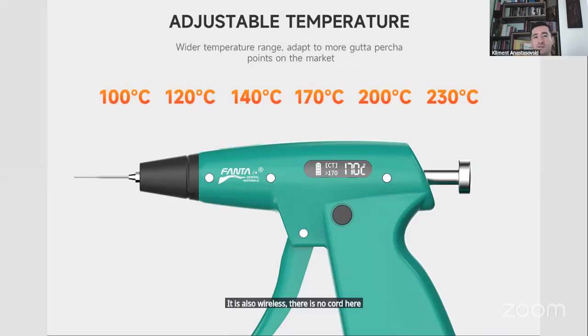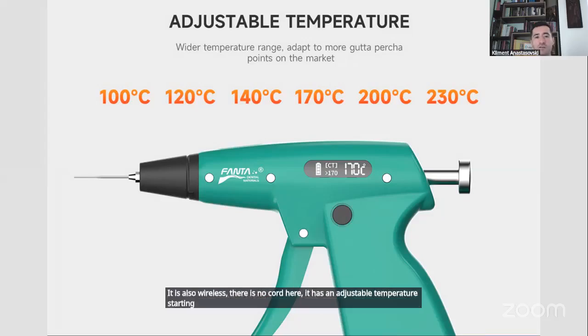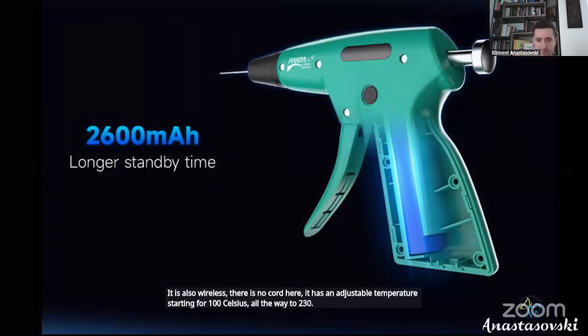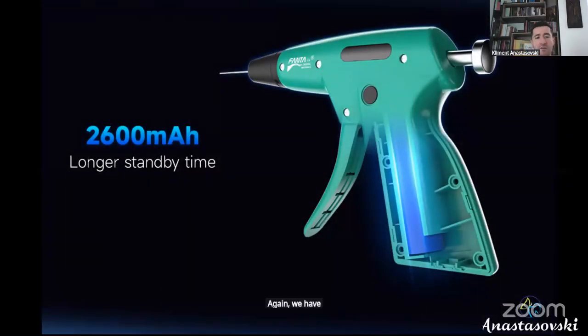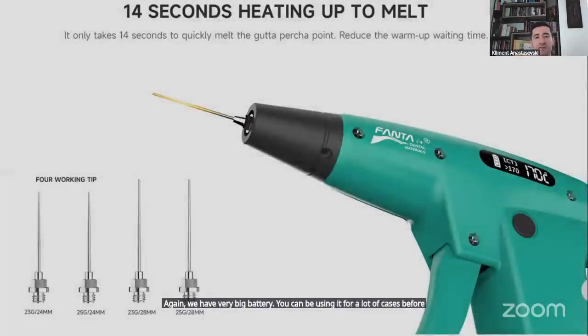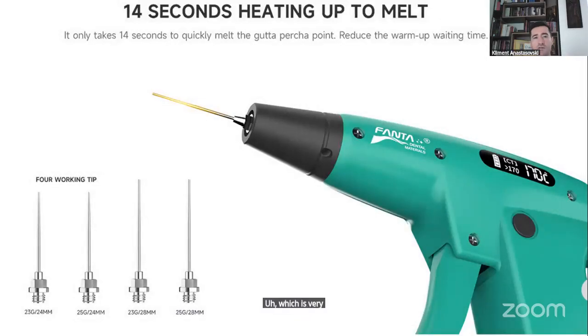It has an adjustable temperature starting from 100 Celsius all the way to 230. Again, we have a very big battery. You can be using it for a lot of cases before charging it, which is very appropriate actually. And the most important part is that it only takes 14 seconds to heat the T-X bars inside before you can start using this device.